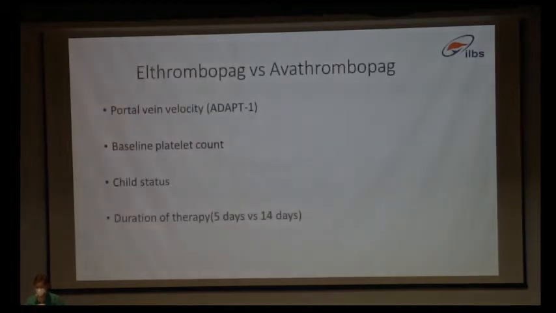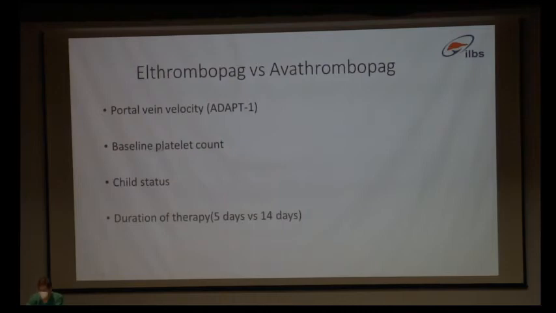The other question was, how was it better than eltrombopag? So some things that have actually changed over the past few years is the measurement of portal vein velocity. When in the NEJM study they had found that eltrombopag was associated with portal venous thrombosis, there's an inclusion criteria of portal vein velocity. So whenever we do give these medications, portal vein velocity prior to the procedure is extremely important.